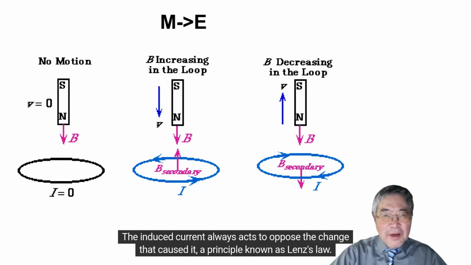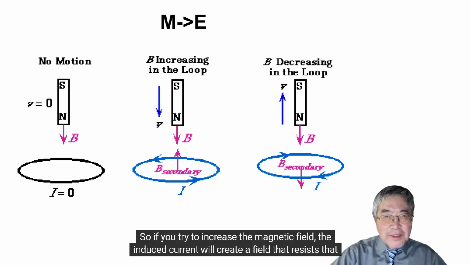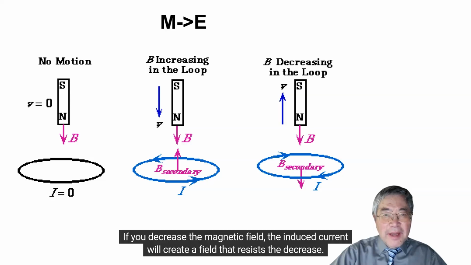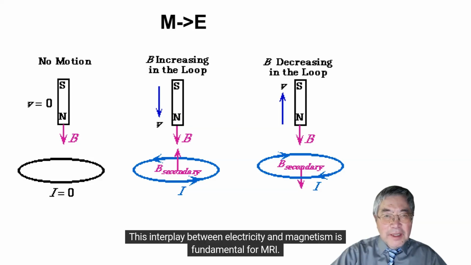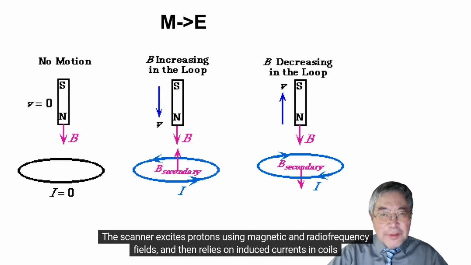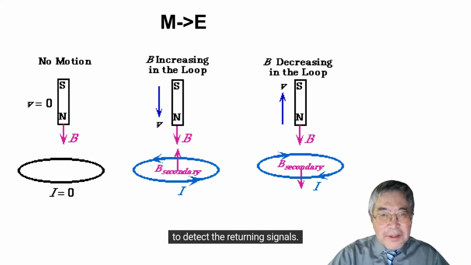The induced current always acts to oppose the change that caused it, a principle known as Lenz's law. So if you try to increase the magnetic field, the induced current will create a field that resists that increase. If you decrease the magnetic field, the induced current will create a field that resists the decrease. This interplay between electricity and magnetism is fundamental for MRI. The scanner excites protons using magnetic and radio frequency fields, and then relies on induced currents in coils to detect the returning signals.